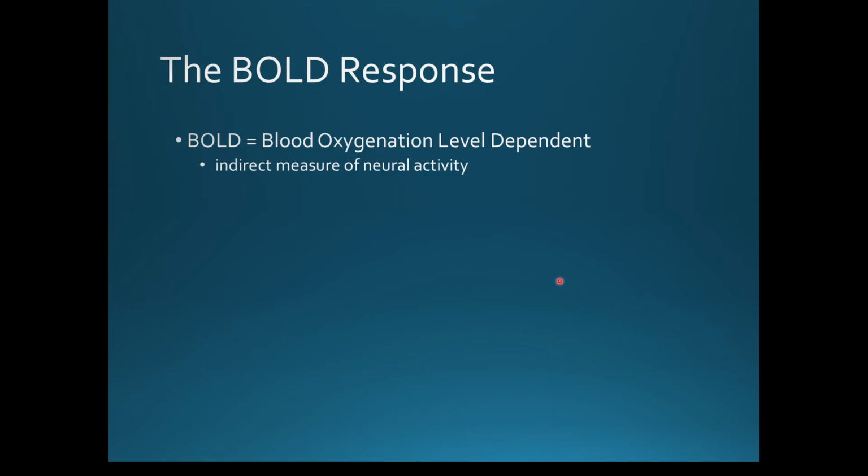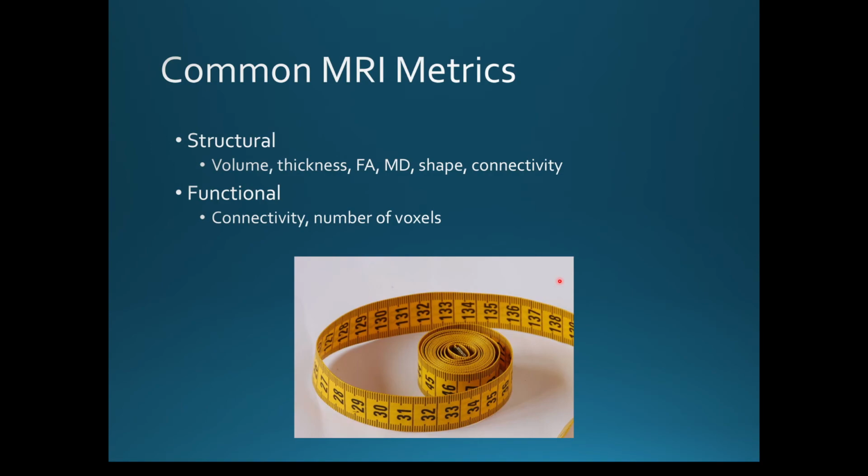So fMRI is based on the BOLD signal, blood oxygen level dependent. This is really an indirect measure of neural activity. So our brain is working, neurotransmitters, something's going on, that will require an increase in blood oxygen. And so we get this oxygenated hemoglobin coming into an area for use, and that's what we're picking up as the fMRI signal. Very brief introduction to it.